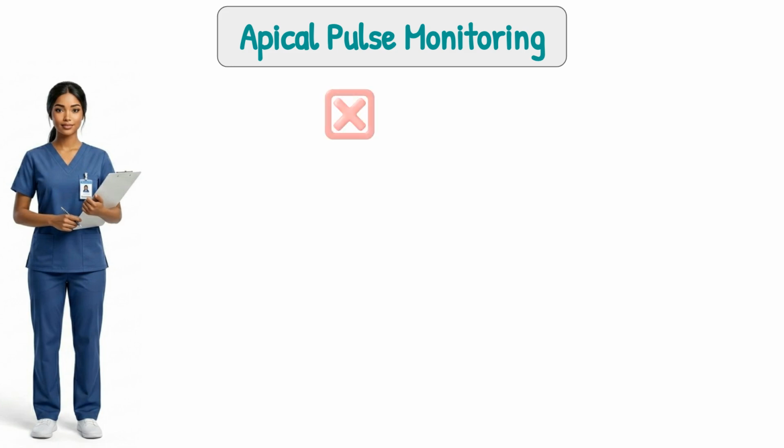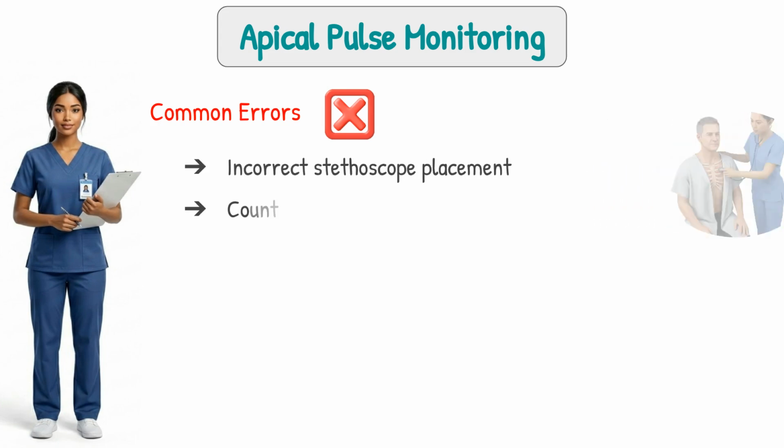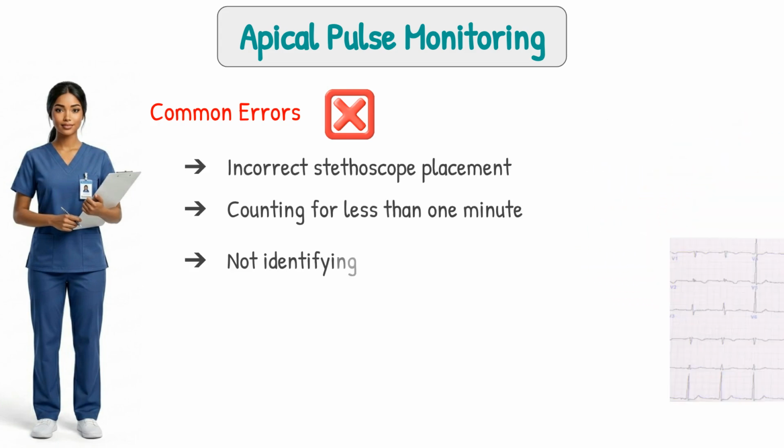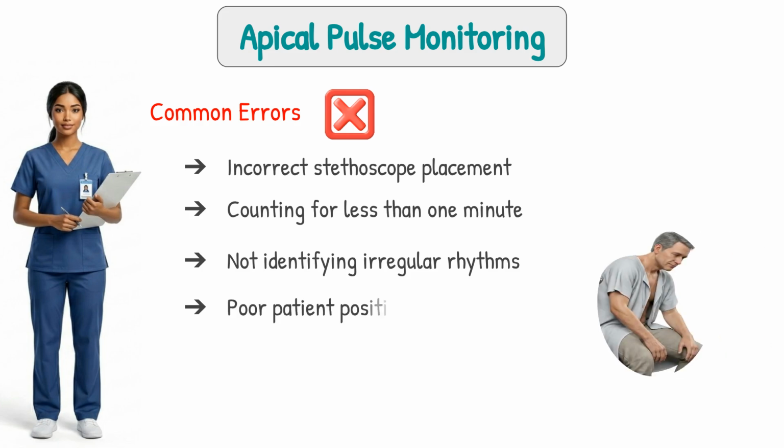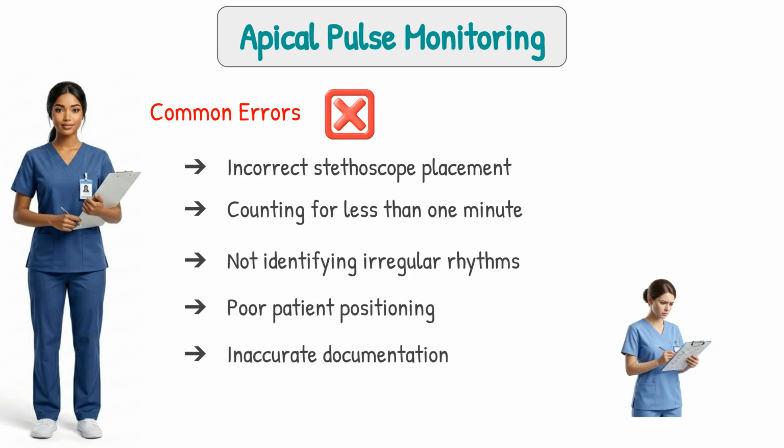Common errors include incorrect stethoscope placement, counting for less than 1 minute, not identifying irregular rhythms, poor patient positioning, and inaccurate documentation. Avoiding these errors improves patient safety.